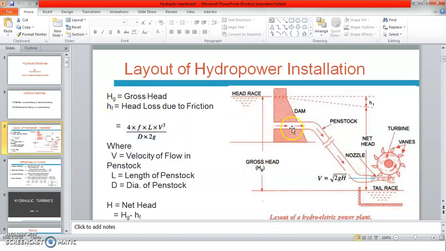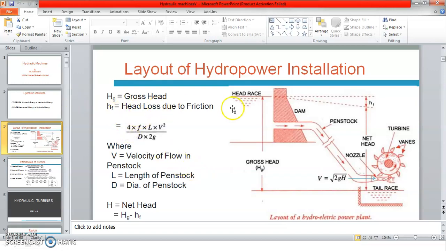Then water is allowed to move from a higher height to a lower height, and due to this sudden change in the water level or level of the ground, the water will run fast. If you allow this high velocity of water to fall on the vanes of the turbine, then the turbine vanes will get rotated, and that mechanical energy can be further converted into electrical energy by means of generators.